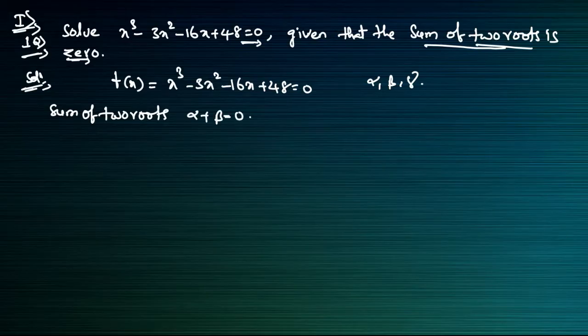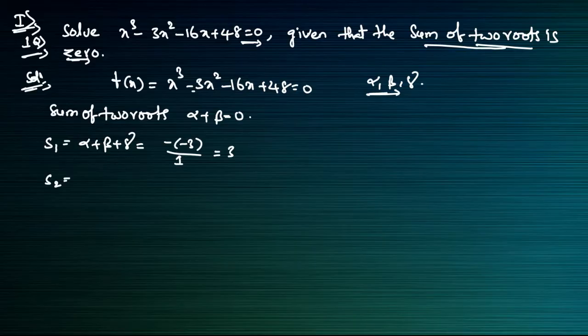If these are three roots, we get S1 is equal to alpha plus beta plus gamma is equal to minus b by a, so minus of minus 3 by 1, which will become 3. And S2 is equal to alpha beta plus beta gamma plus gamma alpha is equal to c by a, so minus 16 by 1 is equal to minus 16.